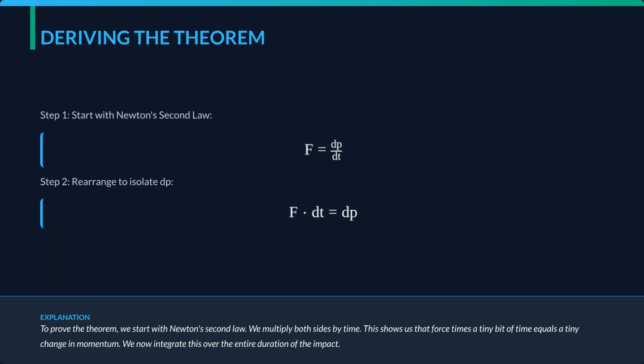To derive this, we start with Newton's second law, where force equals the rate of change of momentum. We rearrange this to show that force multiplied by a tiny time interval equals a tiny change in momentum.